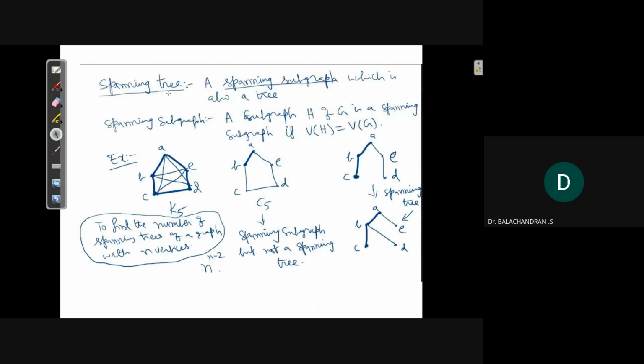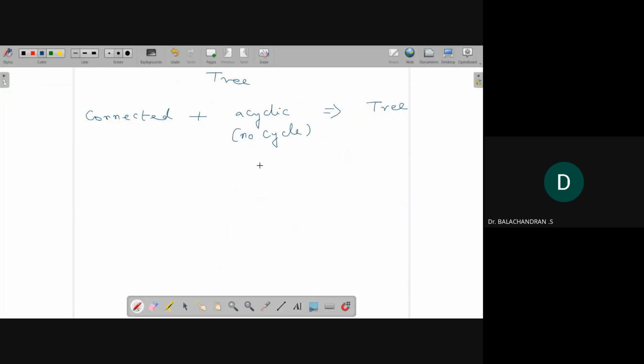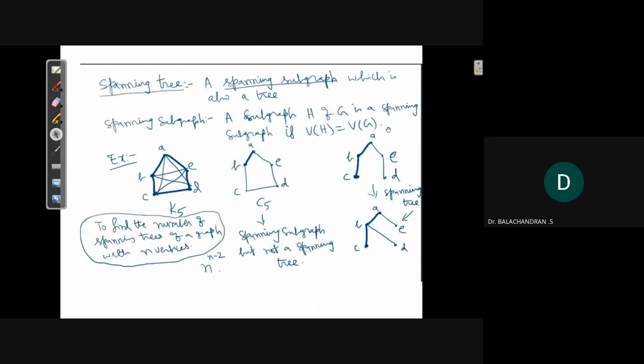So next is the spanning tree. We already know the spanning subgraph. A subgraph H of G is a spanning subgraph if the vertex set of H is equal to the vertex set of G. The edge set of H, as I told you last class, may be a proper subset or it may be equal to the edge set of G. So that is the meaning, and that's why we don't write it here. This condition is itself enough.